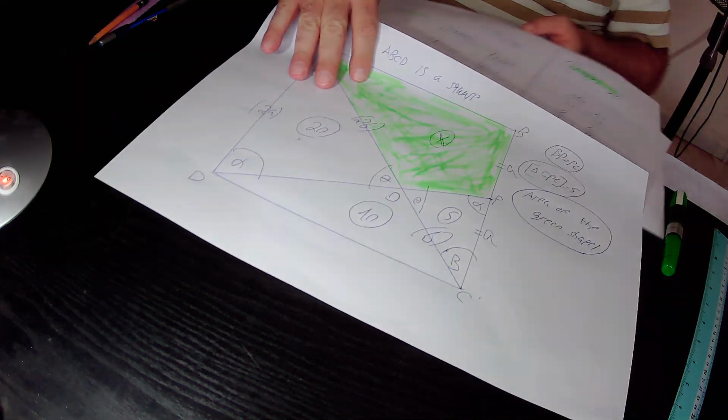In the next step, I present the second question and solve the second question of this lecture. Our mission in the second question is to find the area of this green shape.